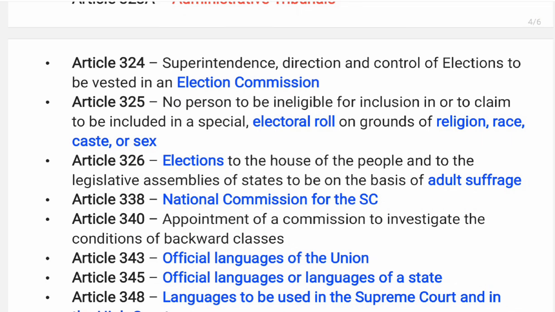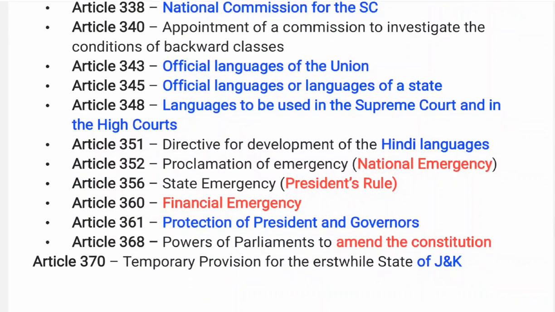343, official language of the Union. 345, official language or language of a state. 348, High Courts language or Supreme Court language. Article 351, Hindi language. 352, national emergency. 356, President's rule. Financial emergency. 360. 361, protection of President and Governor. 368, amendment of the Constitution. Jammu and Kashmir, 370.